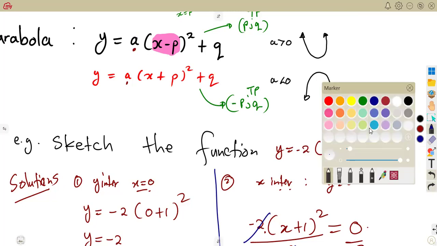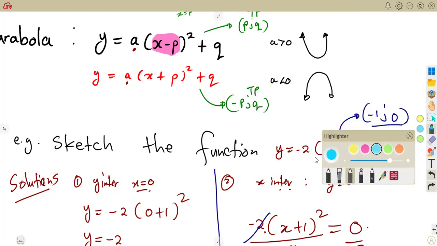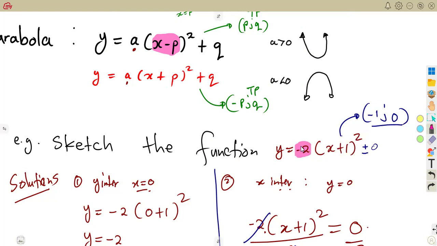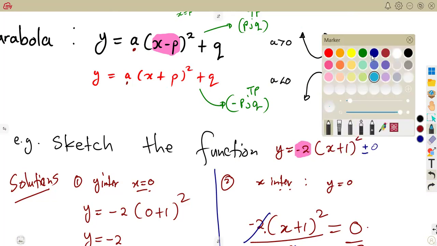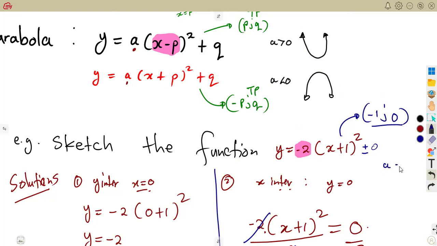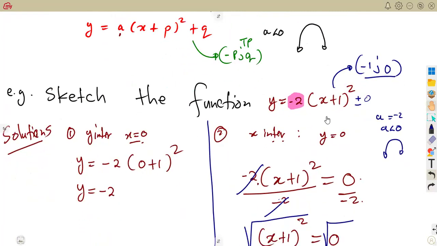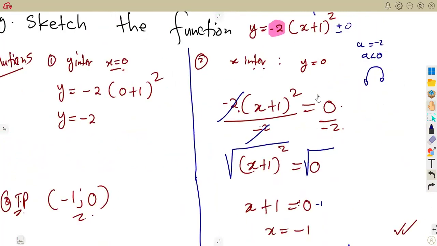So outside here, what are we having? We are having a negative. Outside of the bracket here, the number that is outside is -2. So if A is negative, like what we are seeing, that A is -2, it's a number which is less than 0. Less than 0, so you're going to have a shape like this, concave down, facing down. All right, so that's our shape.